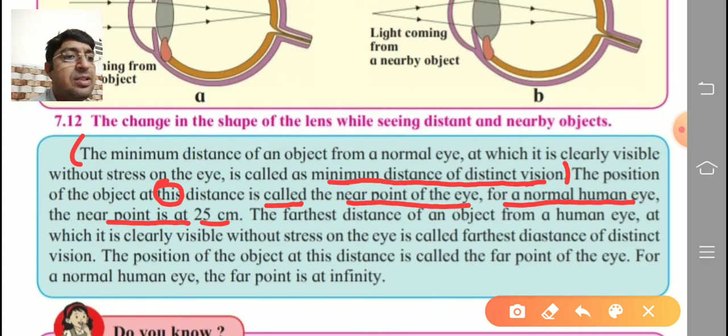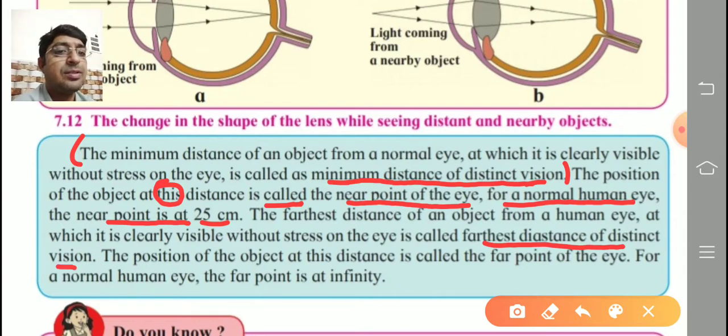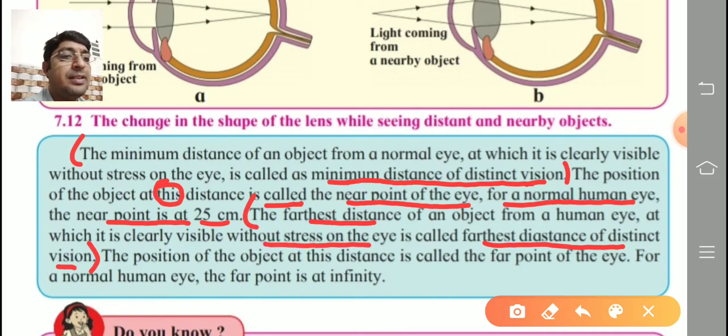Next definition: farthest distance of distinct vision. Mark from here. The farthest distance of an object from a human eye at which it is clearly visible without stress on the eye is called the farthest distance of distinct vision.